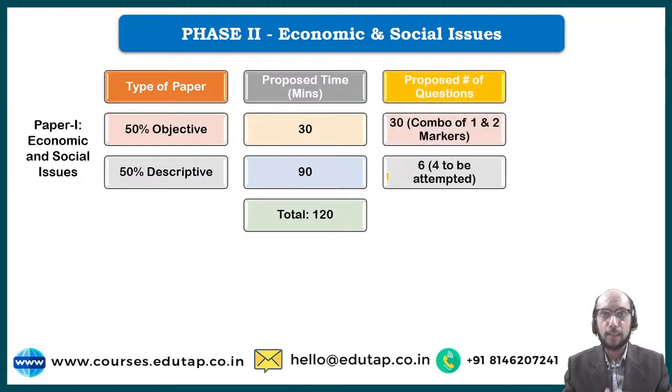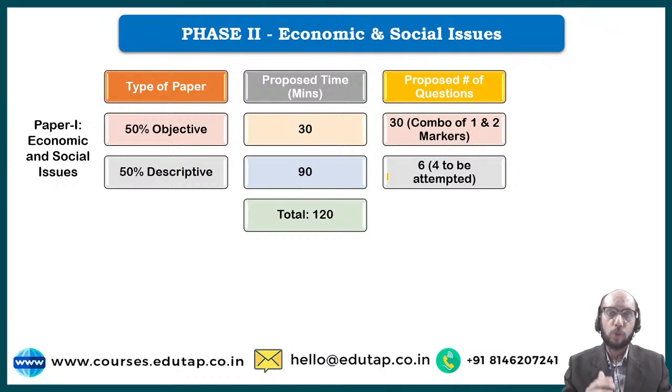So moving ahead, if you look at the number of questions that are expected in the examination, so far as the objective paper is concerned, they are going to be providing you 30 questions. That is what they have said in the original notification that came out, right? And these 30 questions are going to be a combination of 1 mark questions and 2 mark questions.